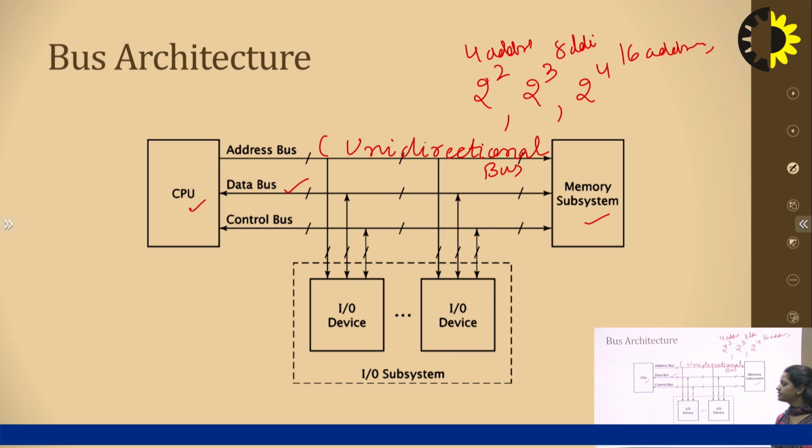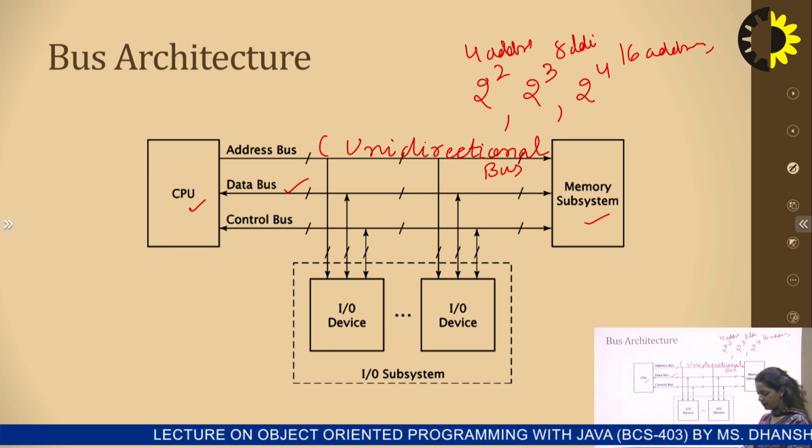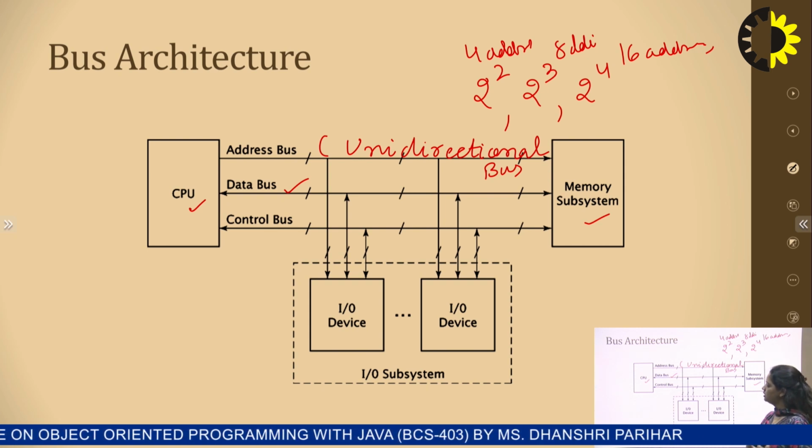Then we have a data bus. Data bus is a carrier of the data from CPU to the memory or memory to the CPU, and it is a bidirectional bus. Bidirectional means the data can move from one direction to another direction. In both directions, the data can be moved, for exchange of information between the CPU and the memory subsystem.